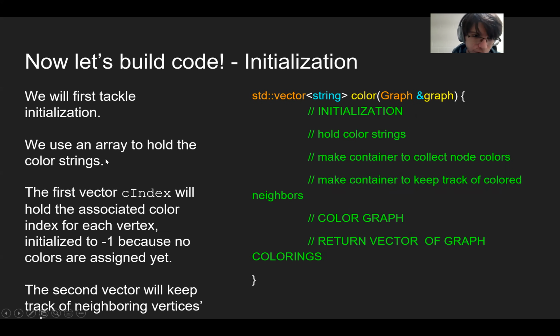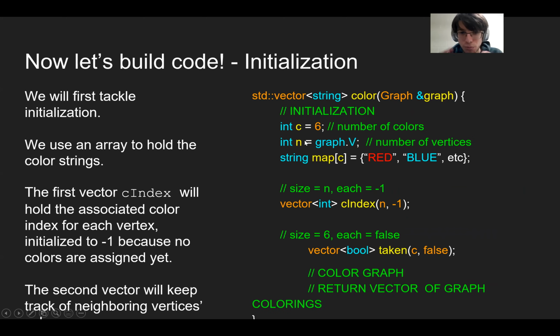First, let's do initialization. We have an array to hold the color strings. The first vector is the index; we'll have the associated color index for each color, and you initialize it to -1 because you haven't assigned any yet. That's true, because you haven't assigned to any at all. The second vector is going to keep track of the neighbors' vertices.